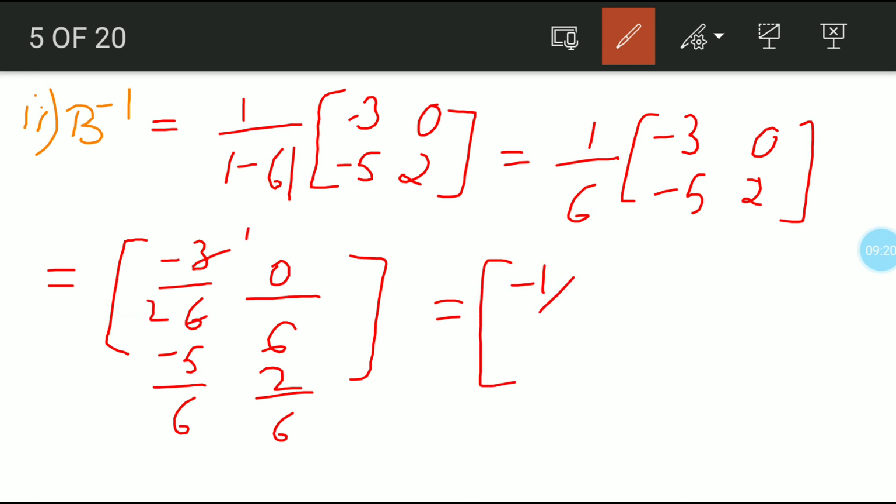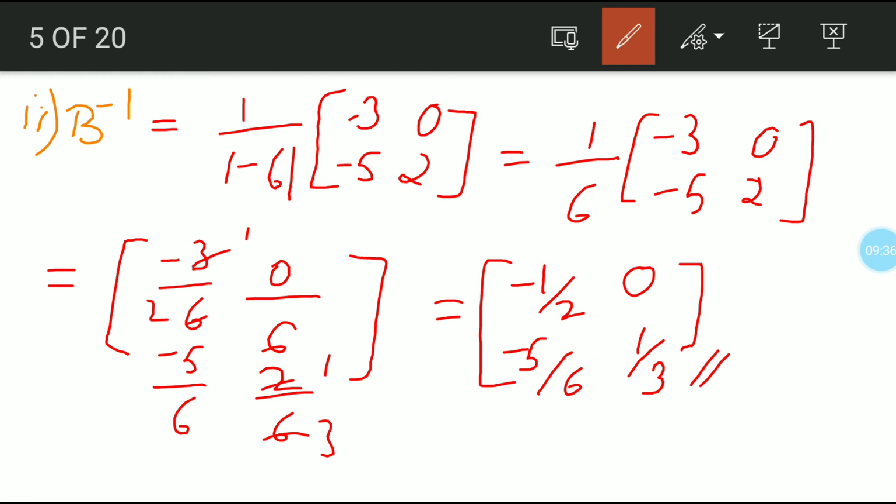Okay, minus 1.5, that is minus 1 by 2. 0 by 6 is 0, just write it as 0. Now minus 5 by 6 can't be simplified anymore, and 2 ones are 2, 2 threes are 6, so 1 by 3. So this is the answer, that is B inverse is this one.